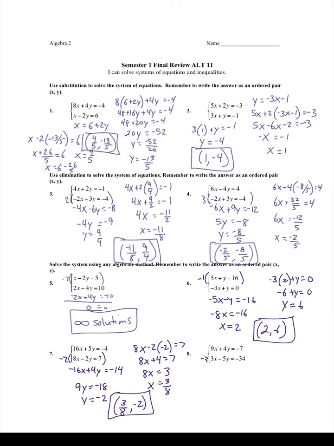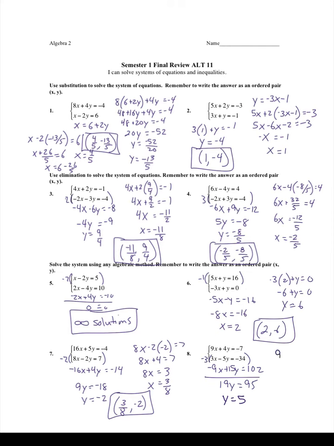For the last one, we can multiply by negative 3. That gives us negative 9x plus 15y equals positive 102. Add your terms. We get 19y equals 95. Divide by 19, and y equals 5.